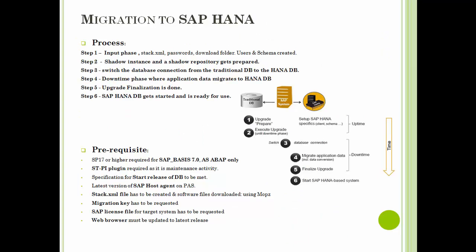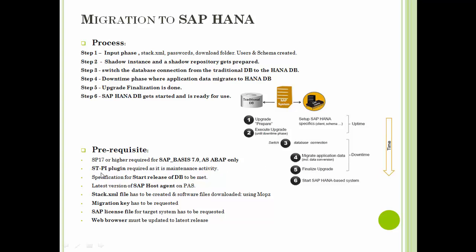Now let us understand the process involved, that is the different steps involved in the DMO procedure. What are the prerequisites that must be met before starting the procedure? Coming to prerequisites, we should have the support pack required for SAP Basis 7.0, and it is ABAP only. That is, the ABAP solution which is to be moved to SAP HANA must have a minimal SAP Basis version of 7.0 running on support pack 17 level.